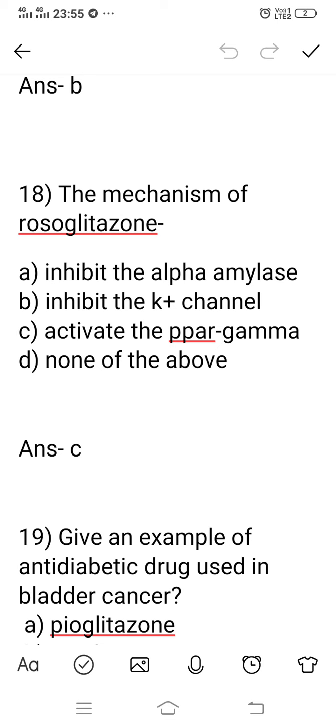Now, first discuss the mechanism of rosiglitazone. Option C, activate the PPAR gamma, is the right answer. What is the full form? Peroxisome proliferator-activated receptor gamma. It is one type of nuclear receptor which is present in the muscle cell, which also stimulates the insulin secretion.